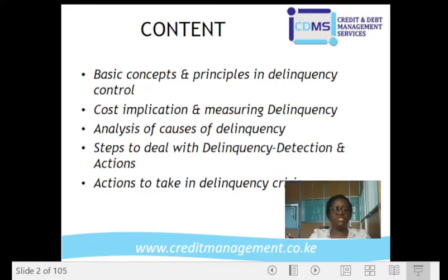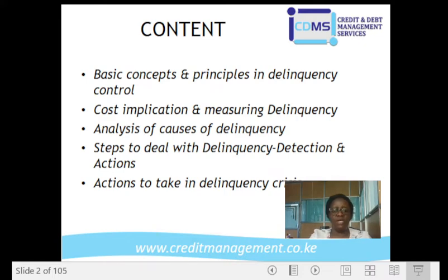So I want you to sit back, relax, as we walk together through this module, and I'm sure you're going to learn a lot as far as delinquency control management is concerned. We will be looking at the basic concepts and principles in delinquency control. That is, we want to explain further, to define further, to elaborate further what delinquency is all about in lending and even outside lending, in real life situations. We are going to look at cost implication and measuring delinquency. We are also going to talk about ways that we can analyze and understand the causes of delinquency. We are also going to talk about steps that we can undertake in detecting delinquency and the actions that we can undertake to minimize the aftermath or the effects of delinquency in our institutions.